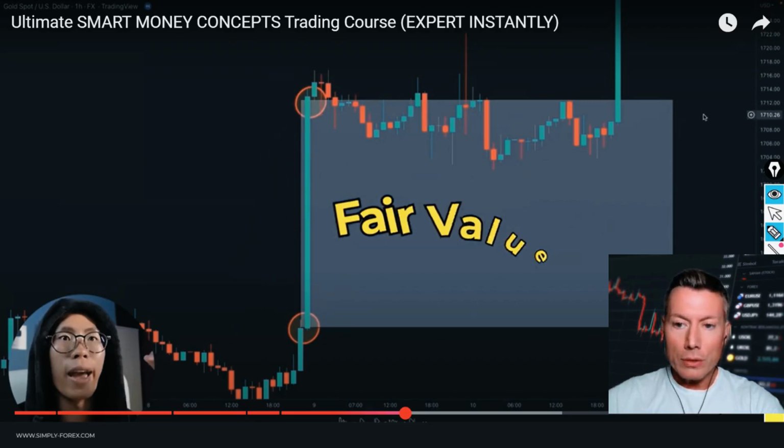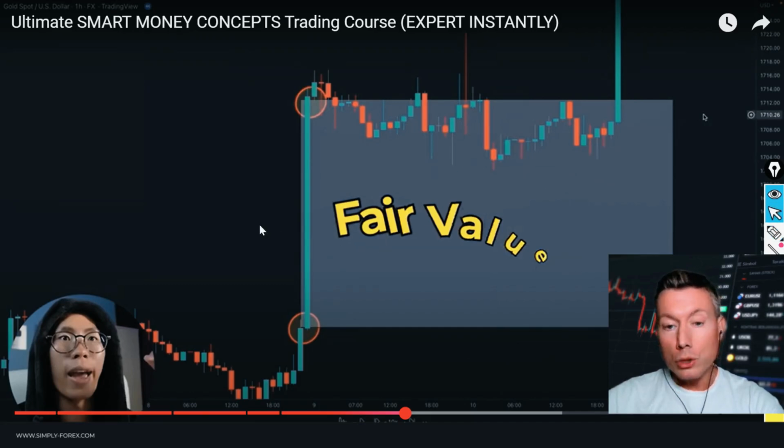Now, look at the size of this fair value gap. This represents a problem when it comes to your stop loss. He's saying you can enter in here, but where would you put your stop loss? Down here, right? So we need to understand that better.